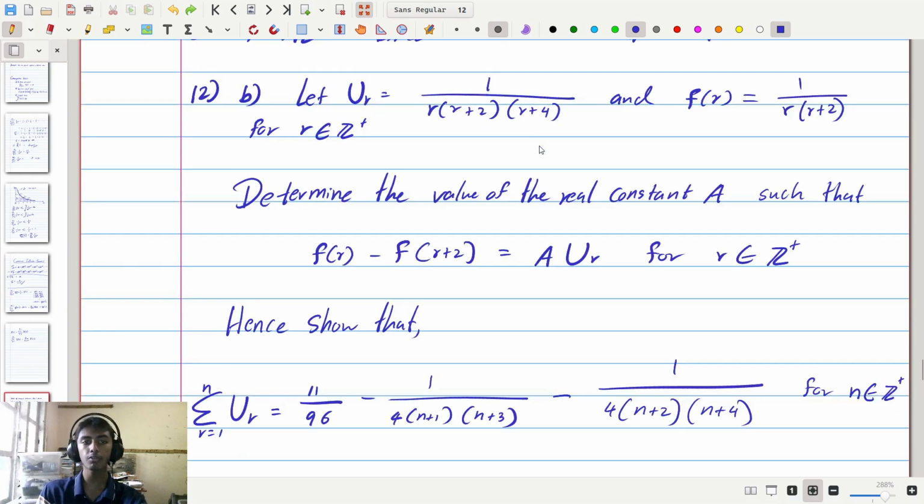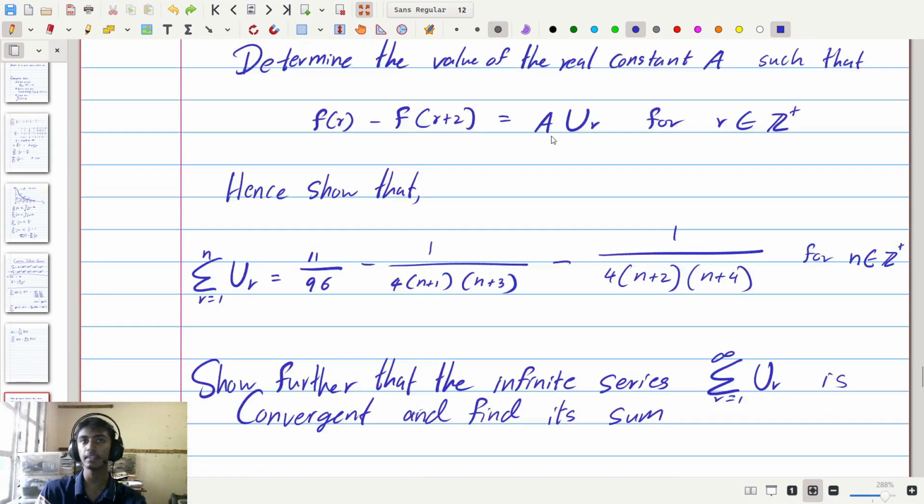Now, moving forward, it says to determine the value of the real constant a such that f of r minus f of r plus 2 is equal to a times u of r, for r being an element of the positive integers. So here we're establishing a relationship. This relationship might remind you of a telescoping series. In fact, this is going to lead us to a telescoping series. So we have to find the real constant a such that a times u of r is equal to this.